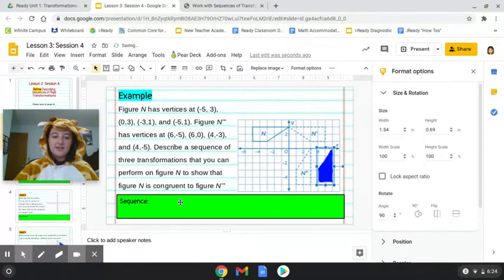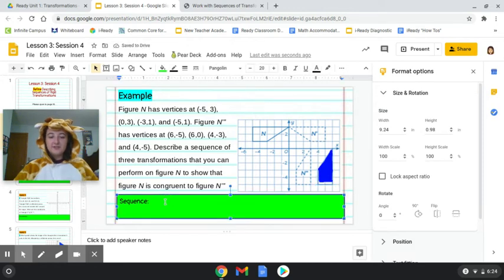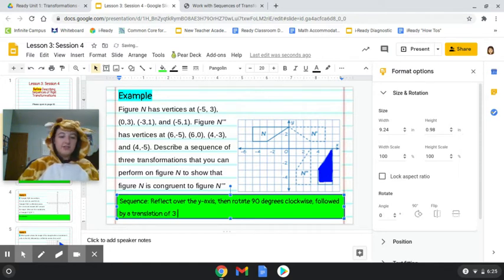So again, that sequence is we start by reflecting over the y-axis. Then we rotate 90 degrees clockwise, followed by a translation of 3 units to the right. So that's the sequences of transformations we had to do to go from N to N triple prime right here.